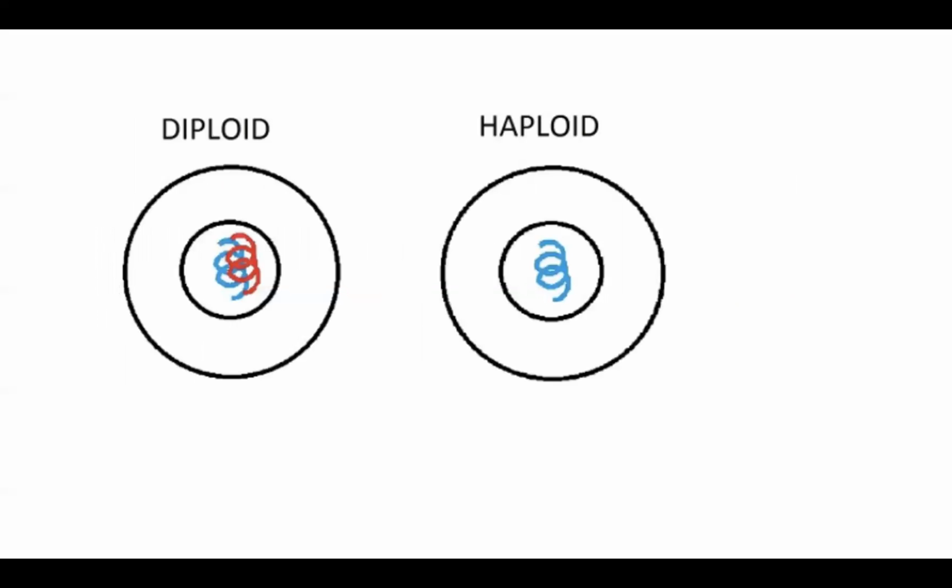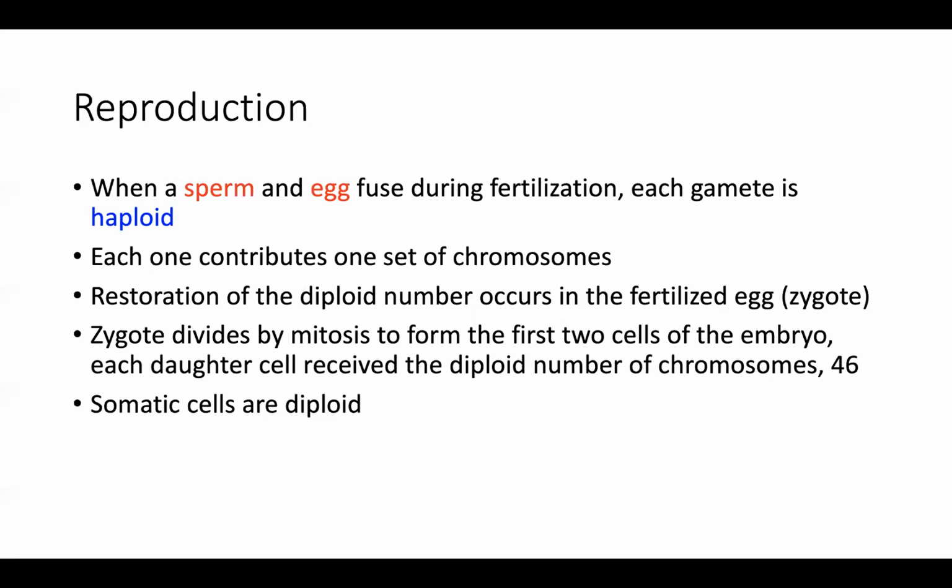They both have a haploid chromosome number. Thank you. So for those of us that are visual, a diploid cell will have 2X or 2N, two sets of chromosomes, two copies of each chromosome, whereas the haploid has only one. In humans, when the sperm and egg fuse during fertilization, each gamete is haploid. Each cell contributes one set of chromosomes, which leads to the restoration of the diploid number in the newly fertilized zygote.